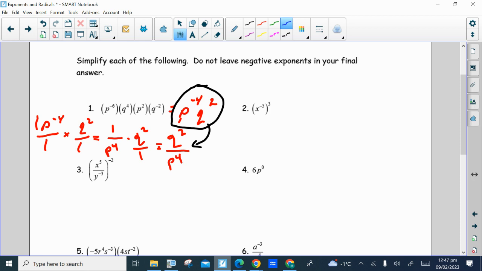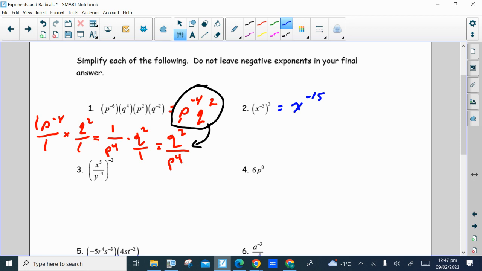You got x to the negative 5 to the power 3. Is it multiplication? Yes, it is multiplication. So you're going to multiply the negative 5 times the positive 3, and the base stays the same. So you'll get x to the negative 15.